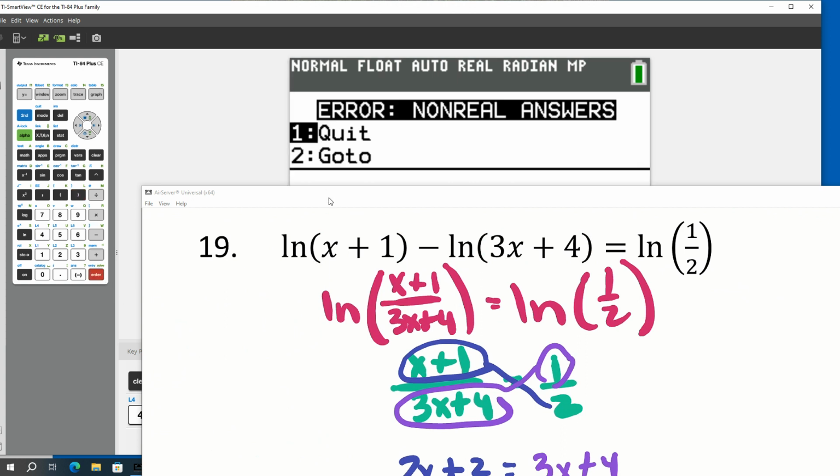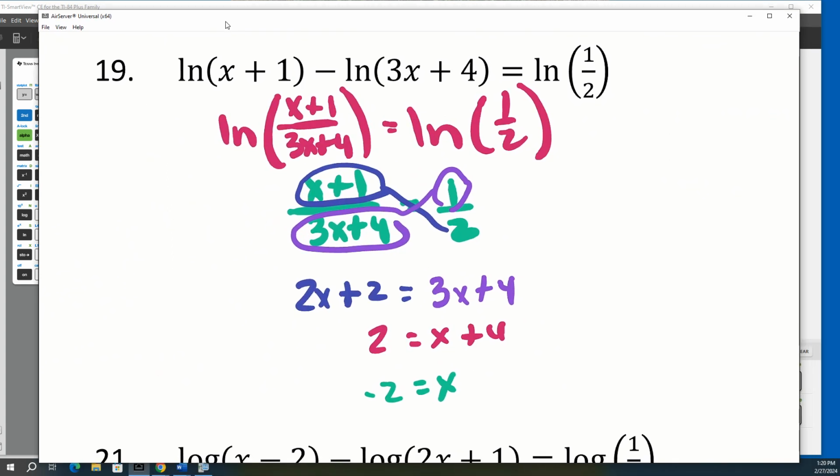Right, we get this error because we get that negative argument. So that doesn't mean you did something wrong. It just means this problem doesn't have a solution. We did everything right. We just got an extraneous solution.